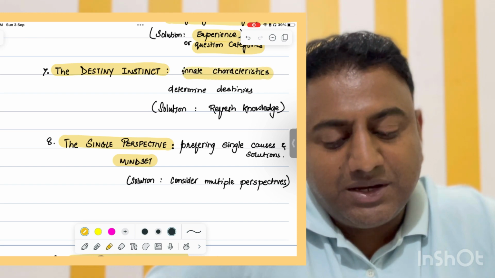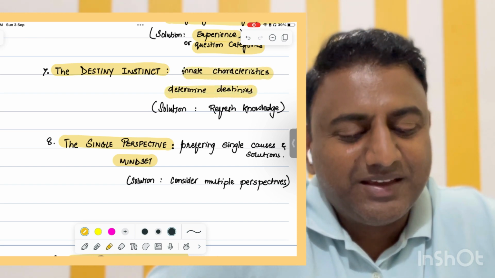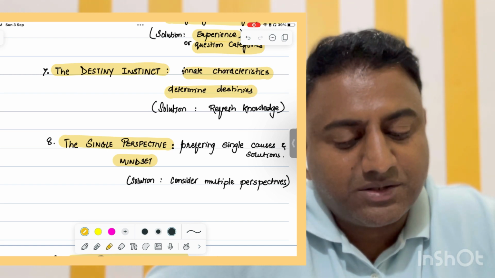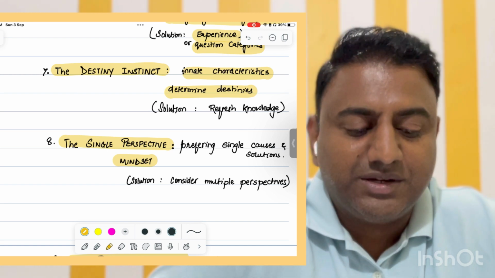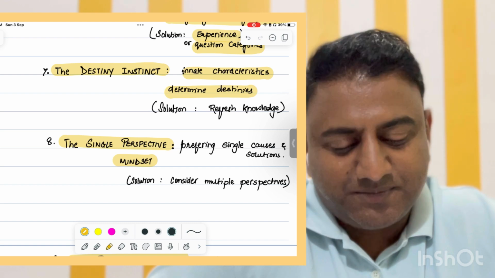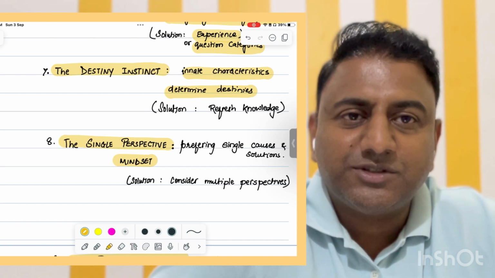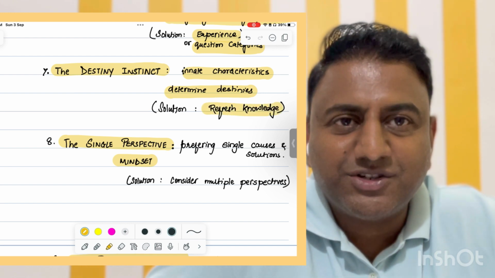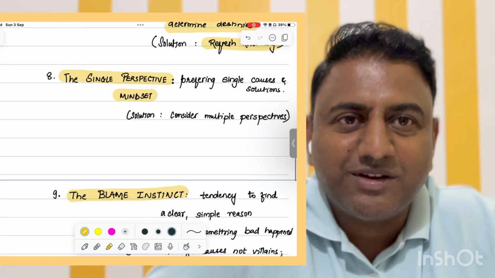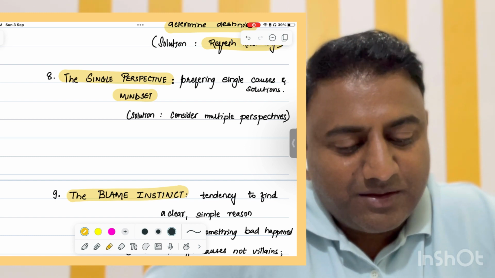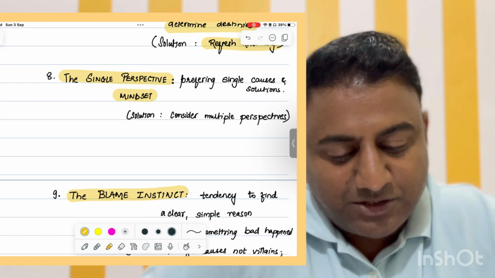The seventh one is the destiny instinct. Here we generally assume that innate characteristics determine destinies. The solution here is that we need to gain as much knowledge as possible. We need to refresh our knowledge about that particular person, or that particular event. So refresh as much knowledge as possible.